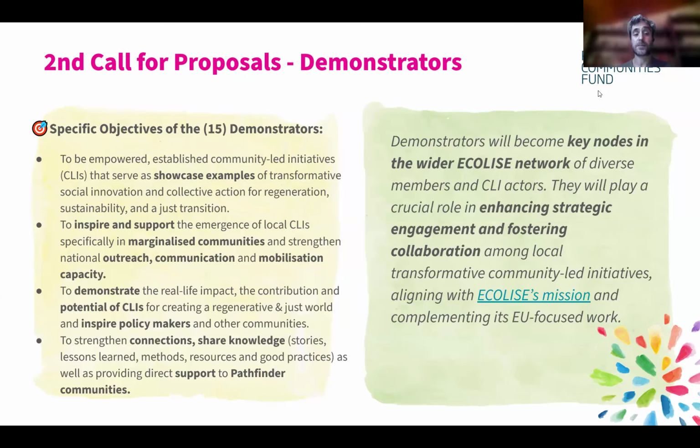Another objective is to inspire and support the emergence of local CLIs, specifically in marginalized communities, and to support or strengthen the national outreach, communication, and mobilization capacity that is led by the hubs. Then to demonstrate the real-life impact, the contribution and potential of CLIs for creating a regenerative and just world, and inspire policymakers and other communities. And finally, to strengthen connections, share knowledge, stories, strategies, methods, resources, etc., as well as providing direct support for Pathfinder communities.